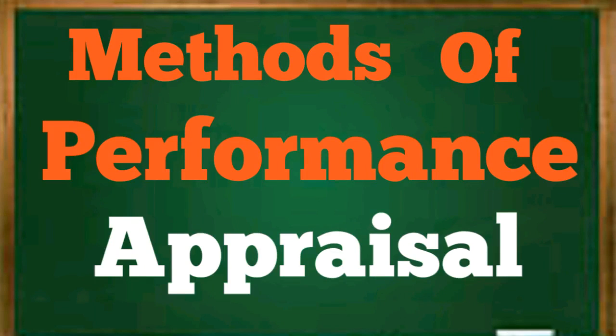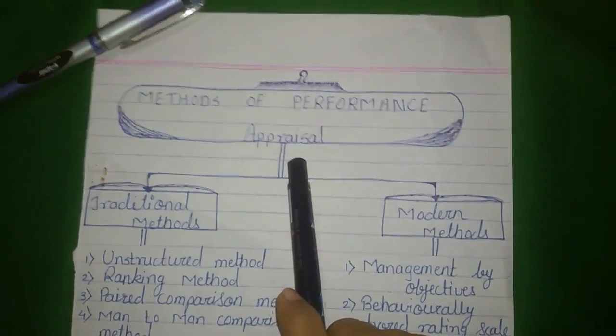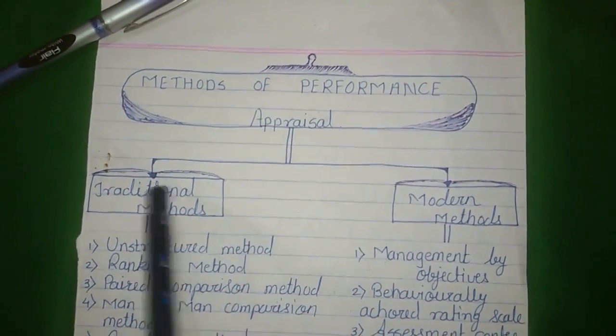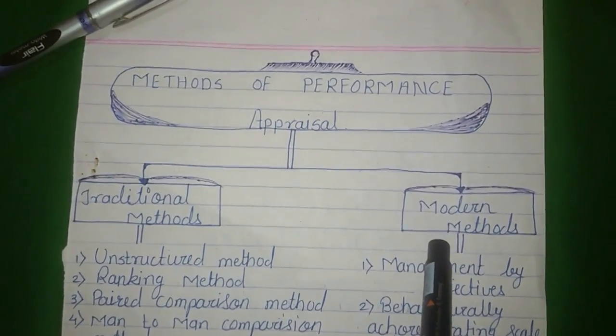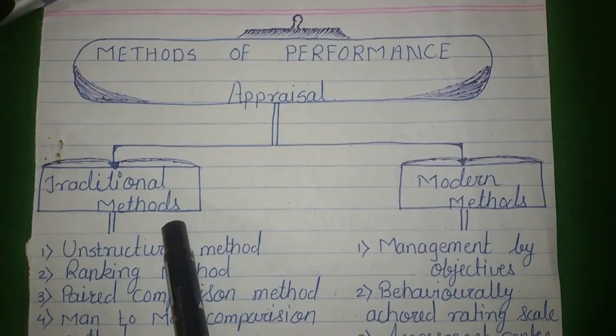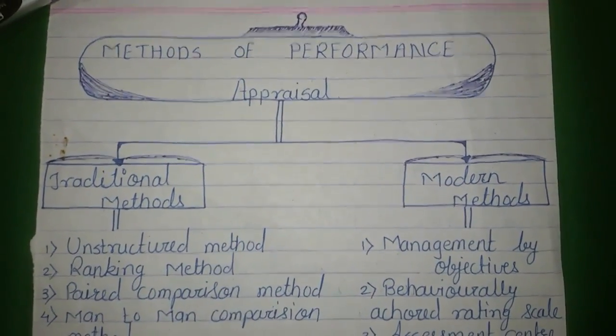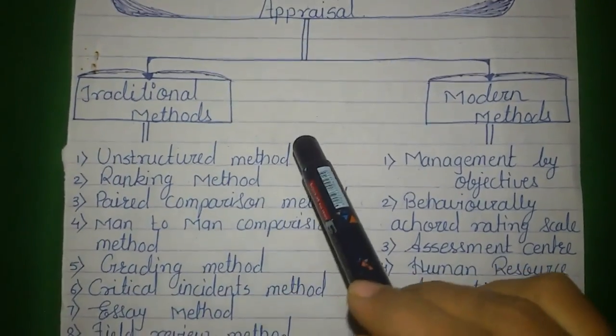Today I am going to deliver a lecture on methods of performance appraisal. In the previous video, I told you what we mean by performance appraisal and why it is needed for an organization. Now I will discuss what the different methods of performance appraisal are. Basically, the methods are classified into two categories. First, traditional method. Second, modern method. Under traditional method, again there are 8 sub-points. We will understand one by one.